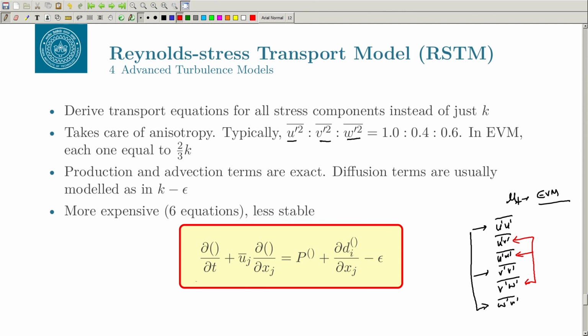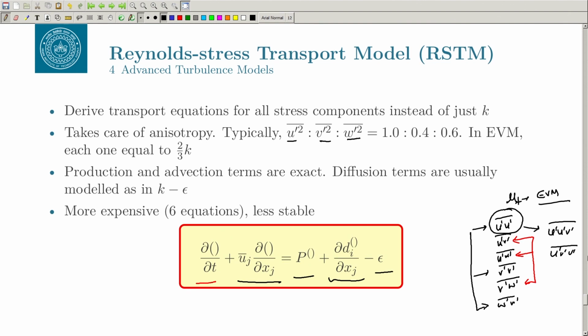You will have a temporal term, a term which represents advection, a production term, a dissipation term, and a diffusion term. All these terms will be there in these equations for each of the stresses, and there will be a lot of model coefficients. One thing you will see is that, if you want to derive the equation for u prime square bar, which is a double correlation, you will get a triple correlation as an unknown, right. So, it may be u prime v prime bar, or maybe u prime v prime v prime bar, something like this.